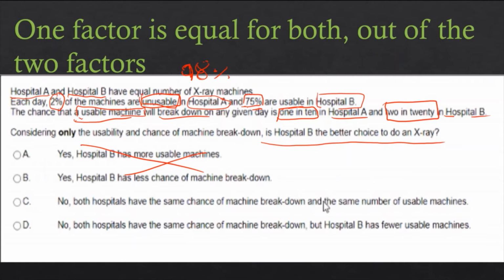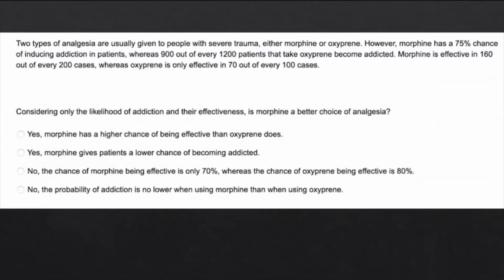Looking at the first no option, it says both hospitals have the same chance of machine breakdowns. Yes, we know that. And the same number of usable machines. No, they do not have the same number of usable machines. And this would automatically make D the correct answer. But just looking at the option, it says no, both hospitals have the same chance of machine breakdown, but hospital B has fewer usable machines.